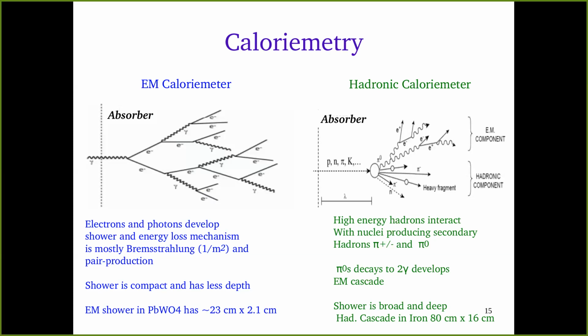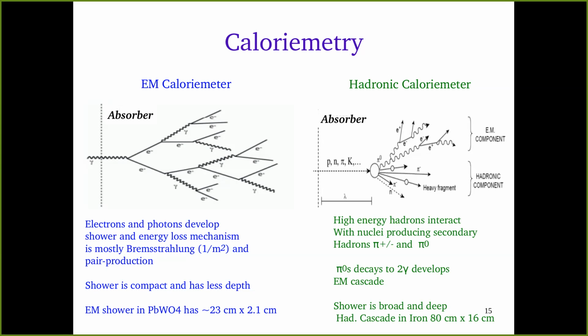And for a particular material, say lead tungsten, I have given this one example for you to clearly understand. The depth or the lateral spread of the shower is about 23 centimeter, whereas the transverse spread of the shower is like 2.1 centimeter or so. These are some rough values.